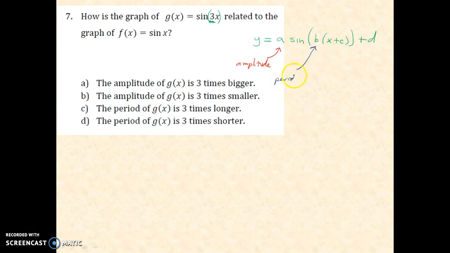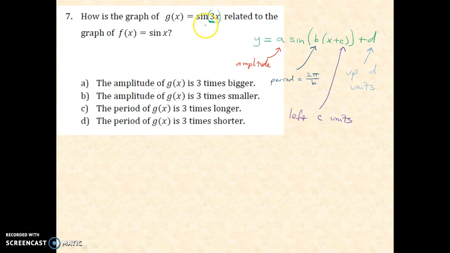The period is 2 pi divided by b. And then c and d are translations, just shifts. So phase shift, we would go left c units, and we would go up d units. Okay, so that's just kind of like a big review for pretty much the rest of the test.